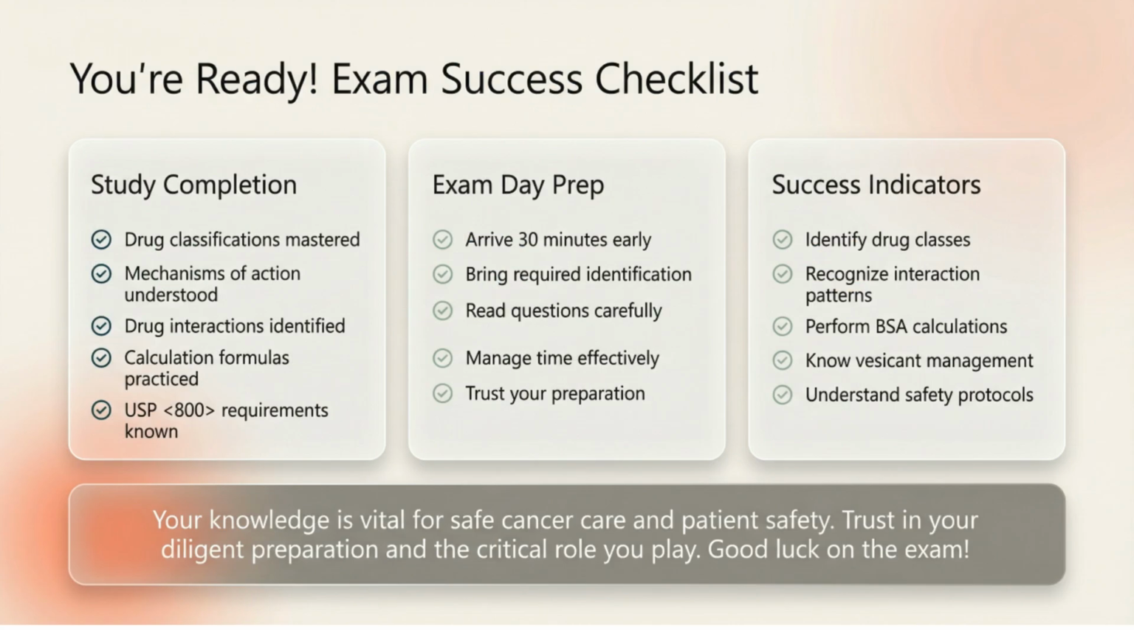You are ready for exam day. Complete your study by mastering drug classifications, mechanisms, interactions, calculations, and USP <800> requirements. Prepare by arriving early, bringing ID, and managing time. Success indicators include identifying drug classes, recognizing interaction patterns, and understanding safety protocols. Trust in your preparation. Good luck on the exam.